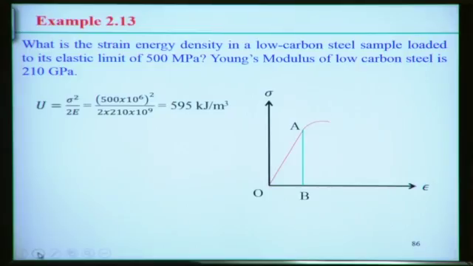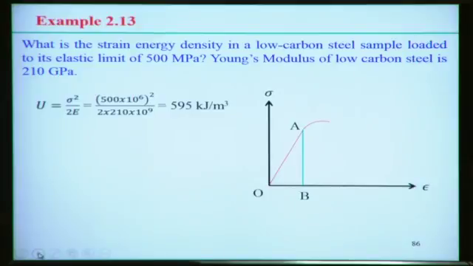Now look into another problem. In this case we need to find the strain energy in a low carbon steel sample loaded to the elastic limit of 500 megapascal. Young's modulus of low carbon steel is 210 gigapascal. So here we need to find the strain energy when the limit is up to 500 megapascal.